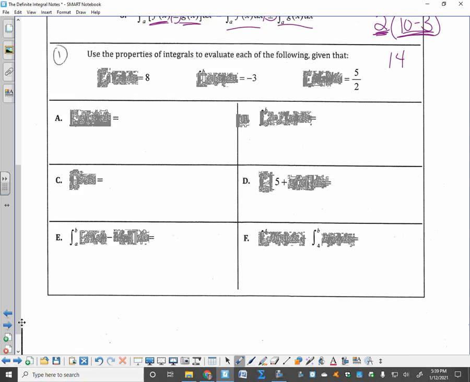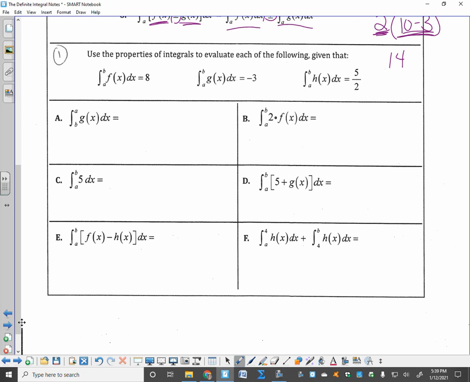Okay, so here we go. The integral from a to b of f of x dx is 8, of g of x is negative 3, and of h of x is 5 to 2. All of these are from a to b. All right, part a wants the integral from b to a of g of x. That's a negative 3, and I'm rolling backwards, so that would make it a positive 3. Part b says twice f of x from a to b, so that's normal: 2 times 8, which is 16. I told y'all these were easy.